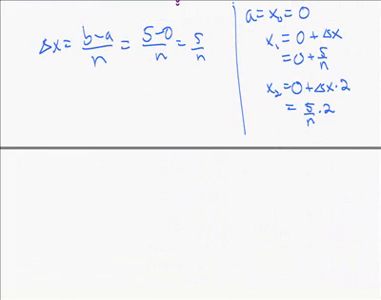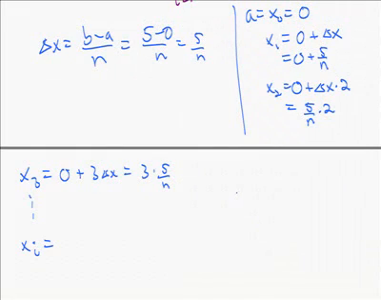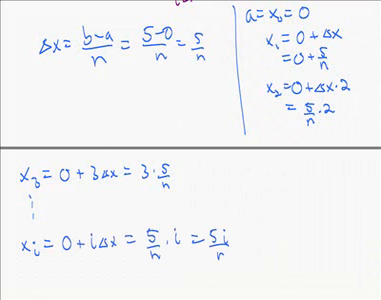If we keep going like this, we can see that x sub 3 would be your starting point plus 3 delta x's, 3 subintervals, and that's going to be 3 times delta x, which is 5 over n. If you carry this on, x sub i, for some general term, is going to be 0 plus i delta x's, or 5 over n times i, or we could just say 5i over n.